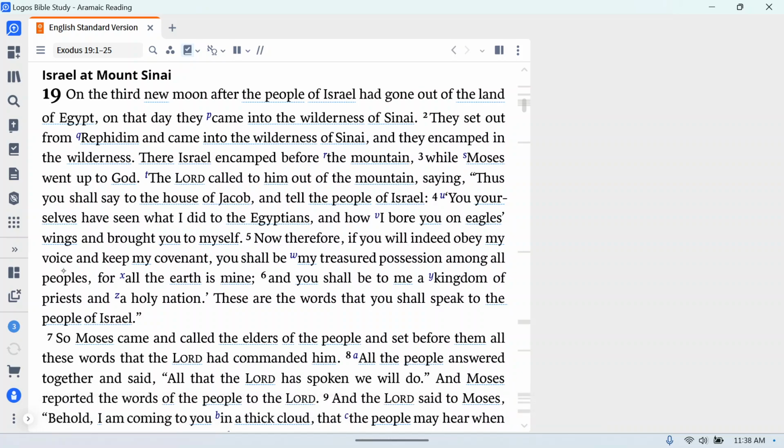Now therefore, if you will indeed obey my voice and keep my covenant, you shall be my treasured possession among all the peoples, for all the earth is mine. And you shall be to me a kingdom of priests and a holy nation. These are the words that you shall speak to the people of Israel.'"